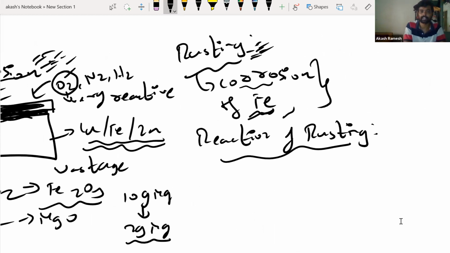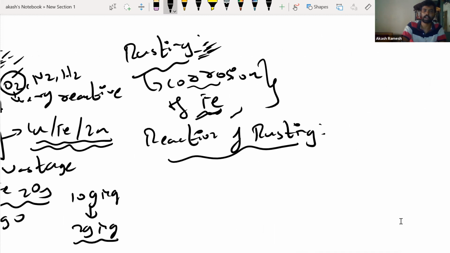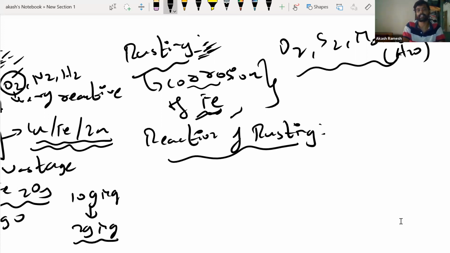Now please understand, it is not only oxygen. We generally say that it is a metal oxide coating, but it is not only oxygen, people. It can be sulfur, it can sometimes even be moisture, basically H2O. So all these can interfere and form the coating. It need not be only a metal oxide coating. It can sometimes even be a metal sulfide coating.